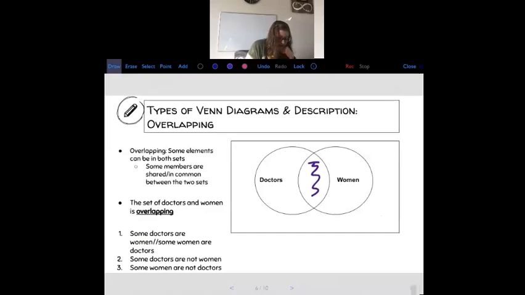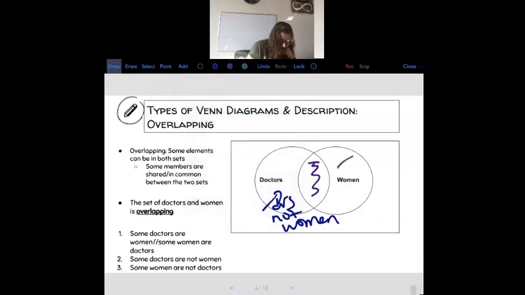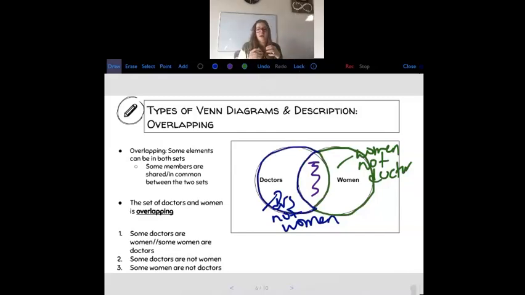In this region here, this would be doctors that are not women. Let me change colors. In this region here, this would be women that are not doctors. And when I say this region, I'm talking about just this green part right here. Because what's in between are women doctors, meaning that some in one set are in the other, so some doctors are women or some women are doctors, and you'll see that below in the categorical propositions, a few different ways to describe that. And then outside of the set, let me pick a different color again.